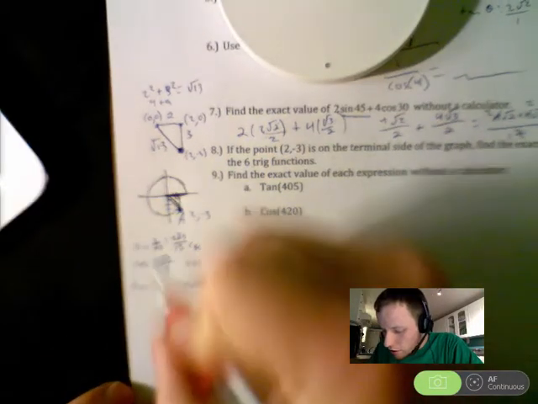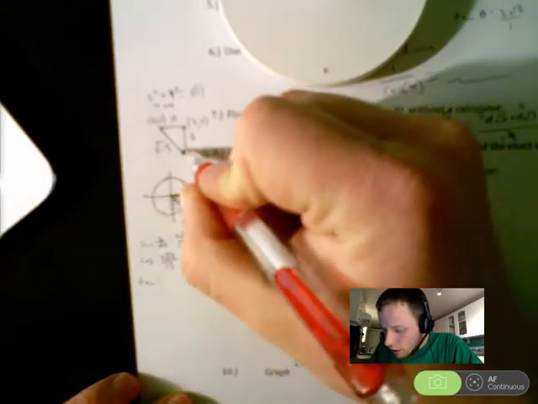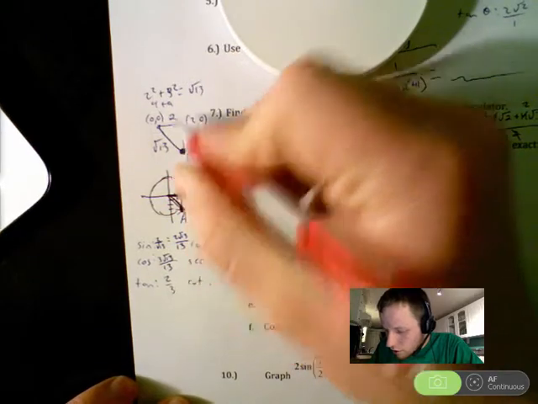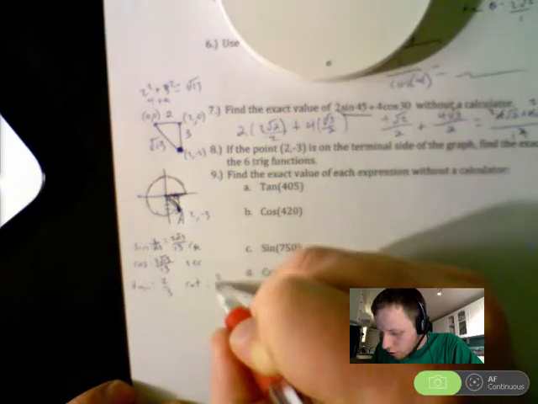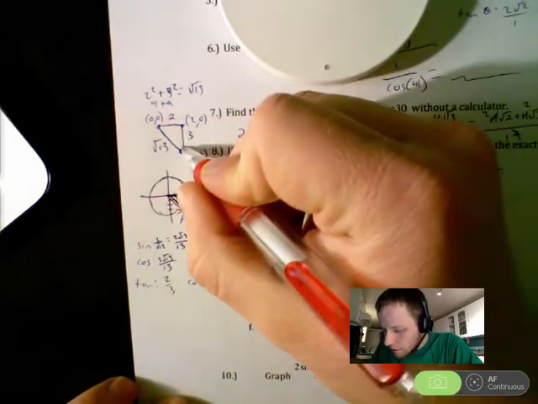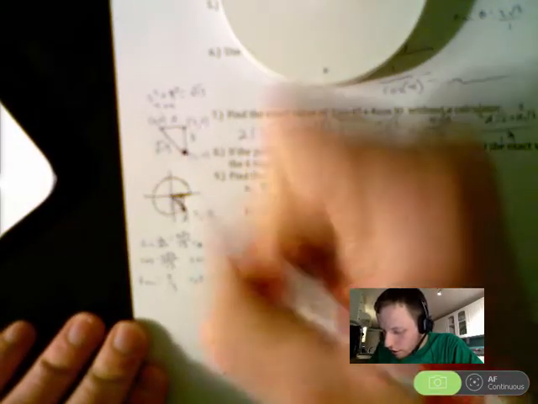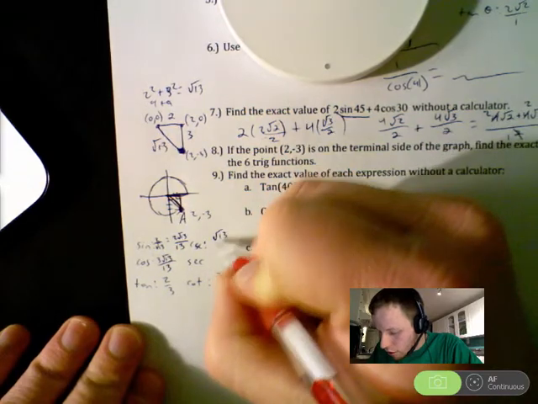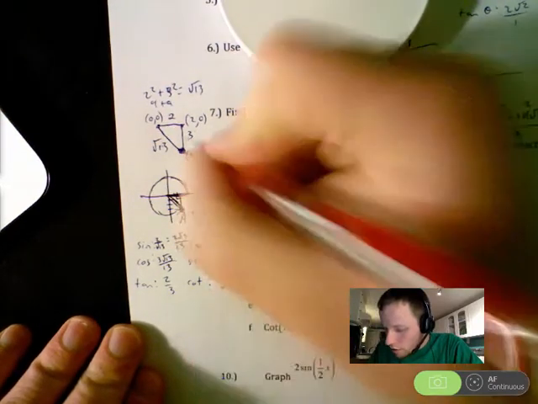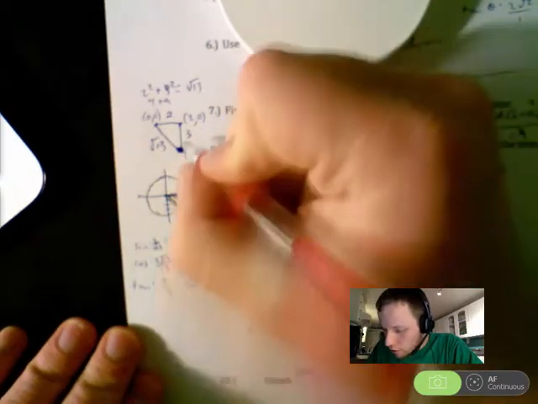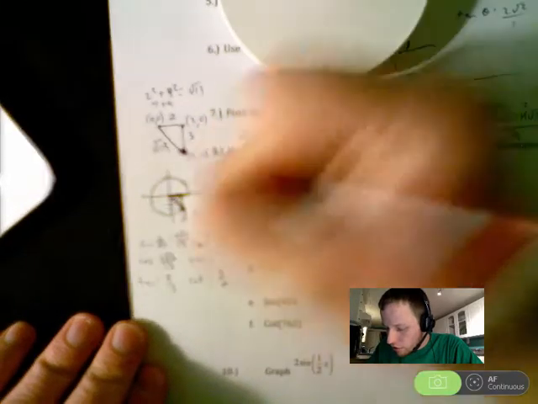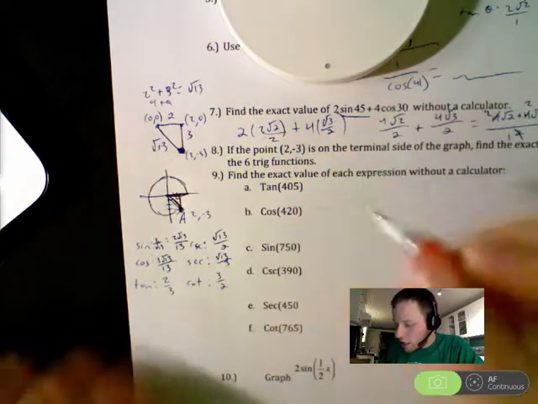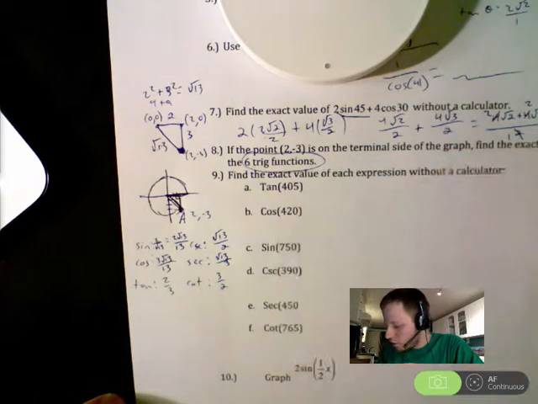And tangent, opposite over adjacent, is 2/3. Cotangent is that flip, so 3 over 2. Cosecant is the flip of sine, so where it was 2 over square root of 13, now it's square root of 13 over 2. Secant, the flip of cosine, was 3 over square root of 13, now it's square root of 13 over 3, and there are your 6 trig functions.